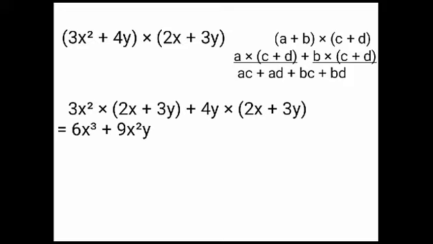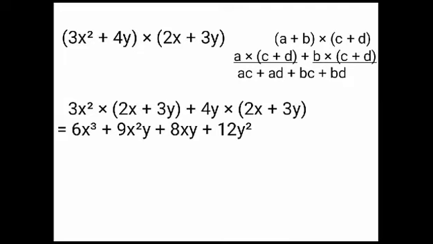Now you have to solve this part. Plus 4y into 2x. 4 2s are 8. 8 into y into x is 8xy. You have to arrange it in alphabetical order. That is plus 8xy. Then again you have to multiply. Plus 4y into 3y. 4 3s are 12. y into y is y square. So I am getting the answer plus 12y square.